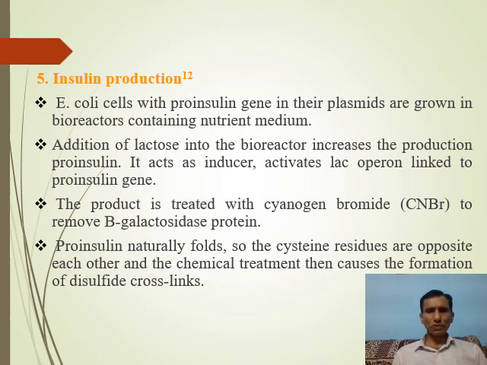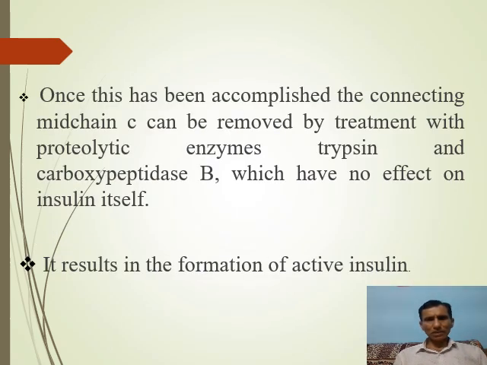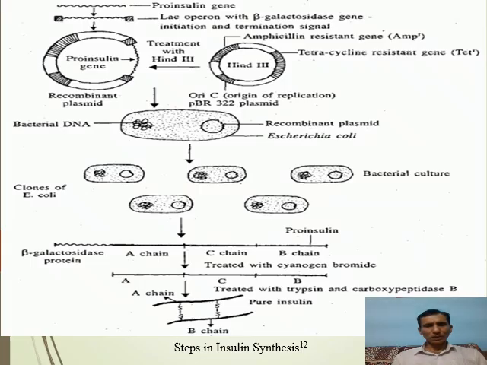Proinsulin naturally folds so that the cysteine residues are opposite each other, and the chemical treatment then causes the formation of disulfide crosslinks. Once this has been accomplished, the connecting mid-chain C peptide can be removed by treatment with the proteolytic enzymes trypsin and carboxypeptidase B, which have no effect on insulin itself, resulting in the formation of active insulin. These are the steps in insulin synthesis, as already mentioned.